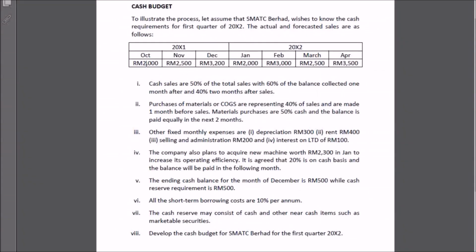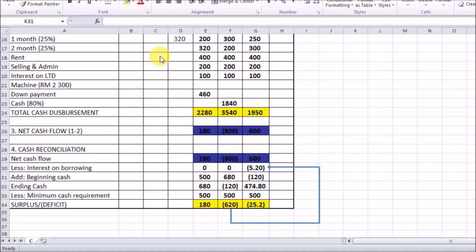The next question is the ending cash balance for the month of December is 500 while the cash reserve requirement is RM500. All the short-term borrowing costs are 10% per annum. And the last one is the cash reserve may consist of cash and other near cash items such as marketable securities.